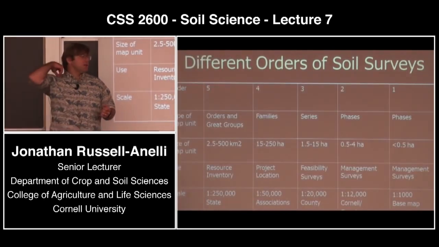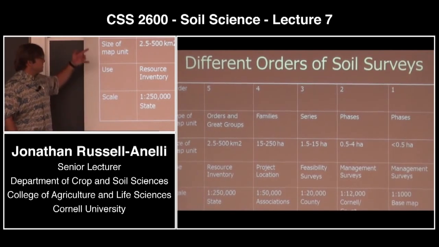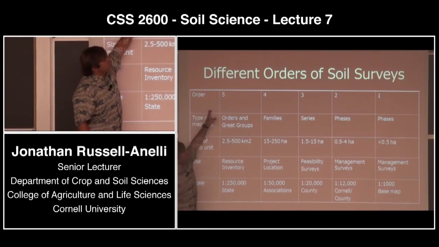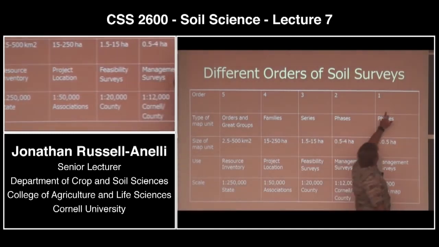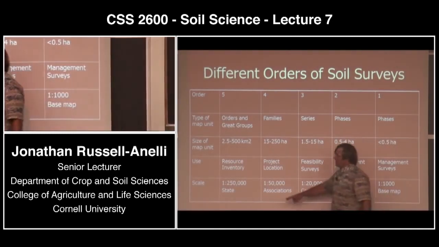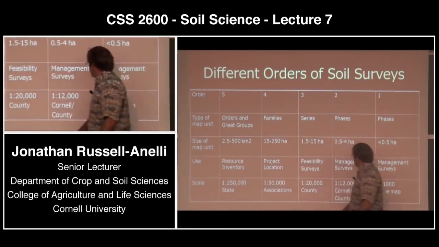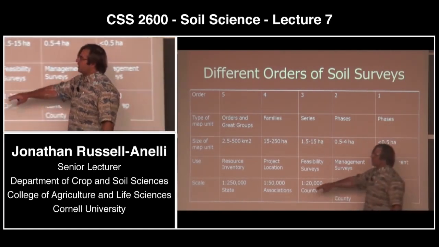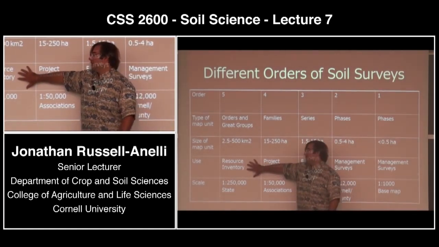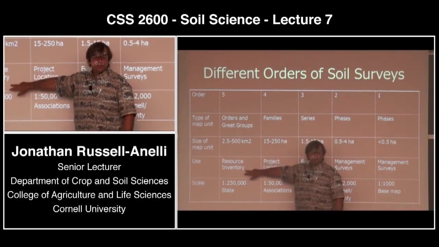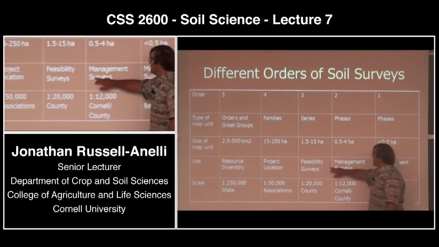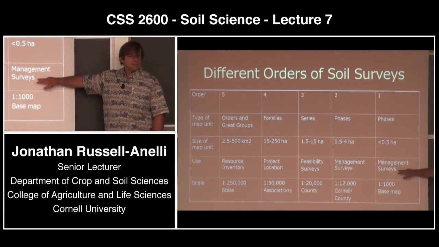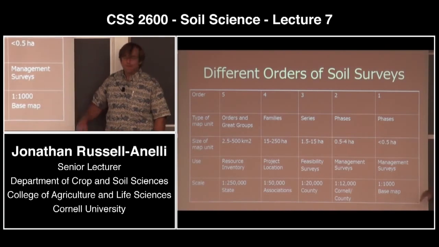So give you some idea about what these scales mean and the size of the map units and basically its use. Okay, orders across the top, fifth through first. Scale, we're looking at 1 to 250,000 or 1 to 1,000. Okay, interpretation-wise, if I'm looking at the entire country or a county or a state, I can use it as a resource inventory. At this end, I can basically use it for management of that site. Does that make sense? Pretty straightforward? Okay.